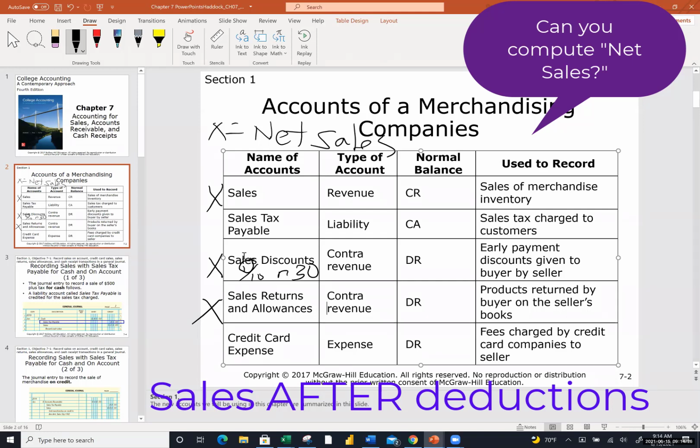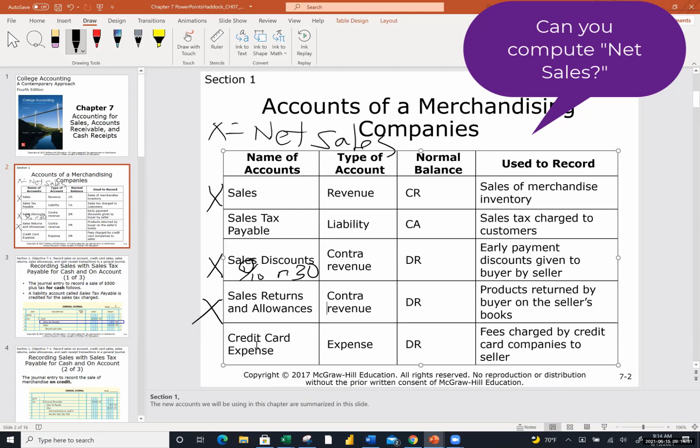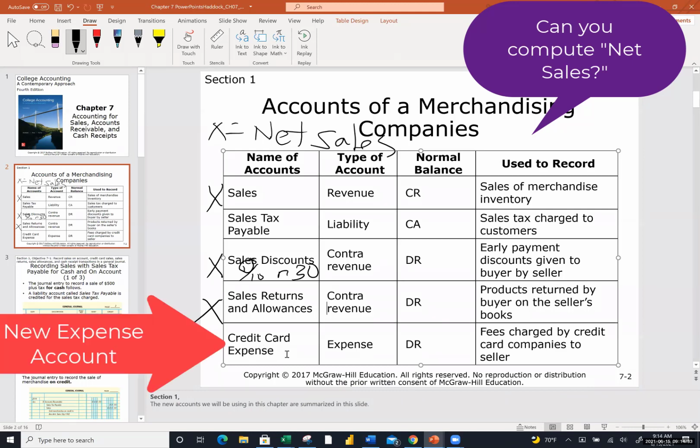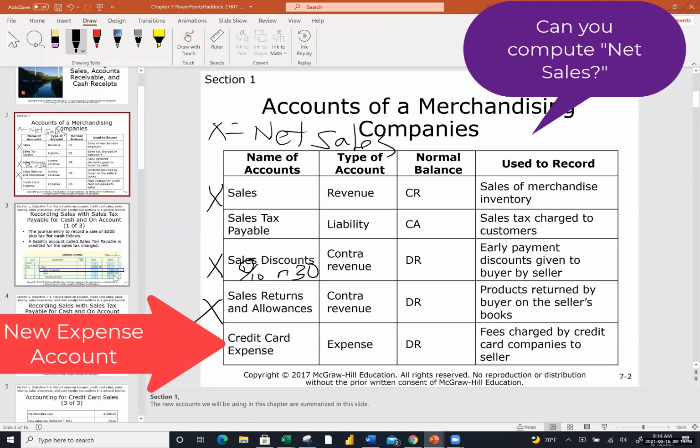Here are the 2 deductions. And then the last account that was explained in the lecture last time was this credit card expense, and it relates to that 3%. It's approximately a 3% charge that merchandisers incur when they allow their customers to use a credit card. Okay, so again, this was all explained in the last lecture.